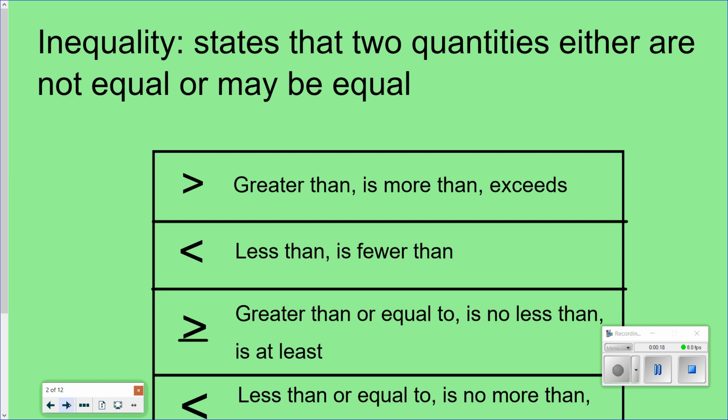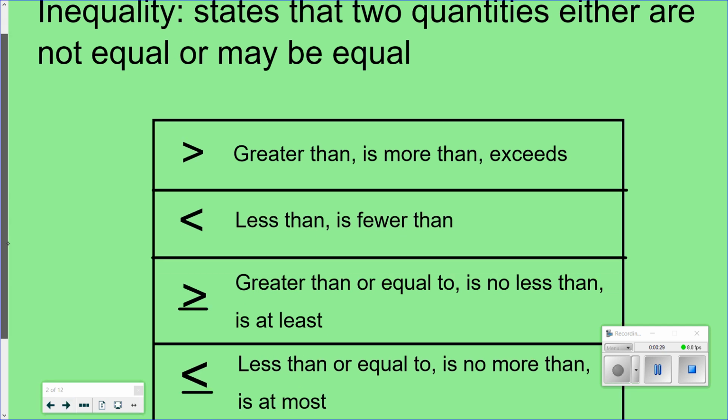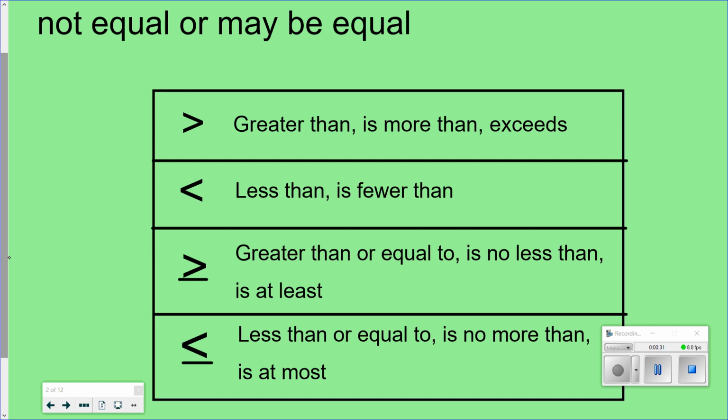So the first thing I have for you is the word inequality. An inequality states that two quantities are either equal or may not be equal. We talked about this last year. These are what my inequality signs look like. You've done this since you were little. We have greater than and we have less than. We have greater than or equal to and less than or equal to.